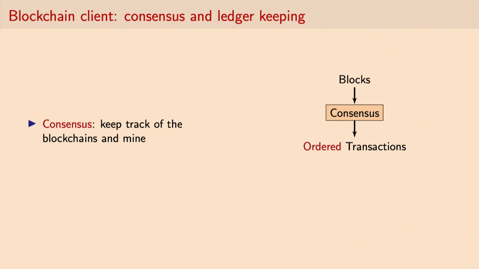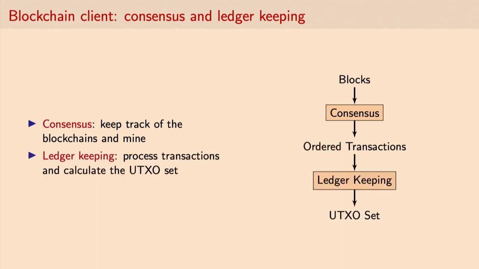And unlike Bitcoin, we allow invalid or double-spend transactions to be included in the transaction blocks, because we discovered that as long as everybody agrees on the order, they can individually calculate the UTXO set and remove those invalid or double-spend transactions. So that's the job of the ledger keeping module, which takes in the ordering of the transactions and executes the transactions one by one to produce the final updated UTXO set.